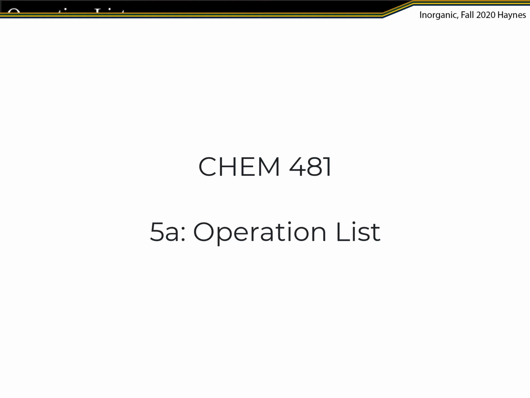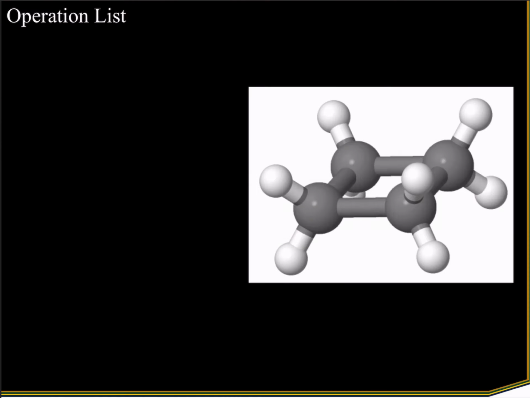What we're going to be looking at today is constructing a full list of the operations or symmetry operations that can be performed on a given structure. So this mirrors assignment 2 that's posted on Canvas that you should be working on. And what we're going to be looking at today is cyclobutane.